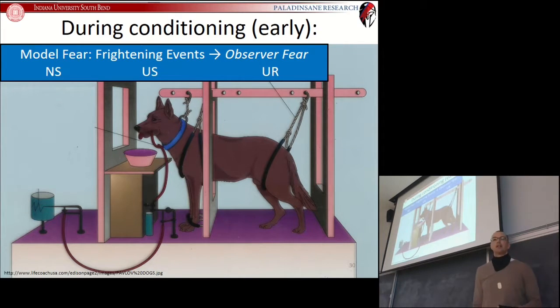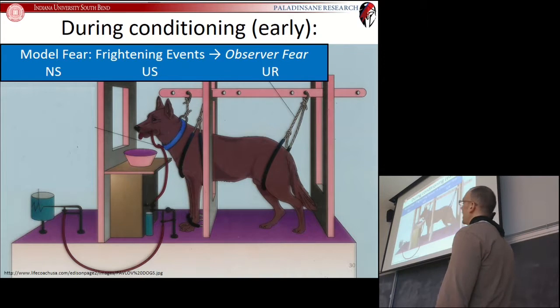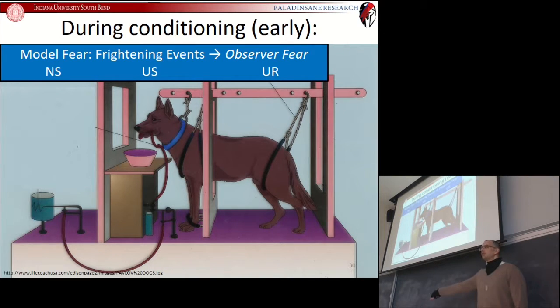I've got to save my child. So we have this frightening event. That frightening event is the unconditioned stimulus. And in the observer, in the little child, where the dog gets too close, they're going to have observer fear.